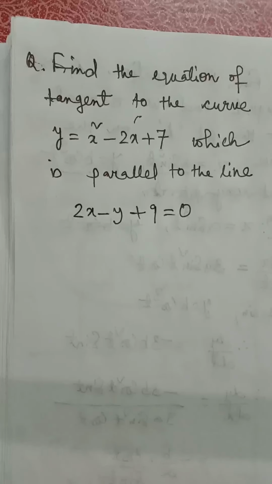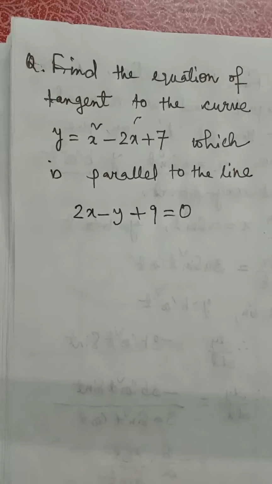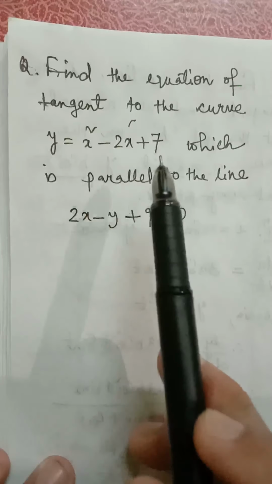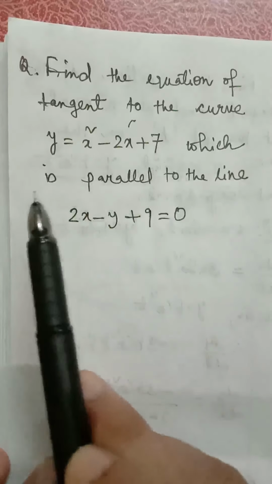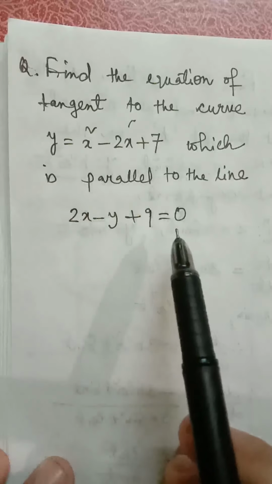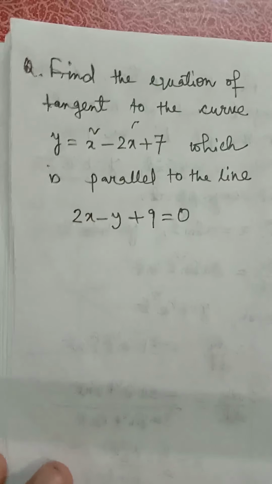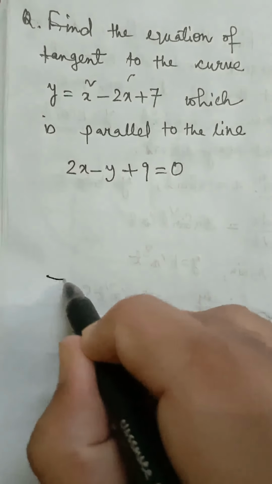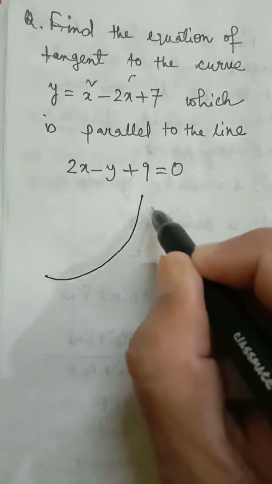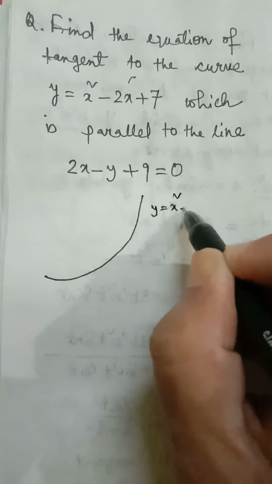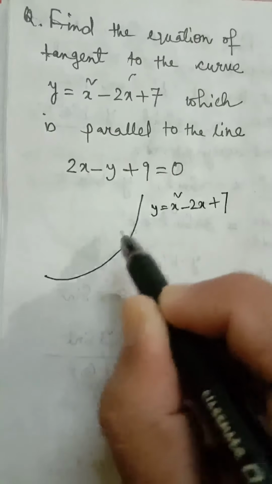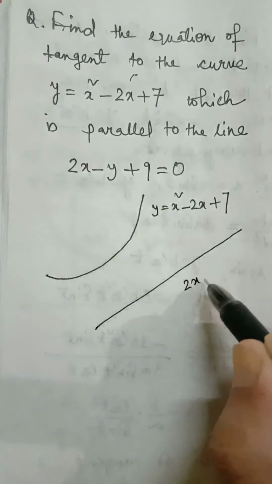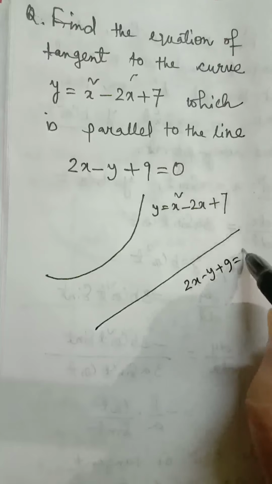Our next question is from the NCERT book. Find the equation of the tangent to the curve y equals x square minus 2x plus 7, which is parallel to the line 2x minus y plus 9 equals 0. Let us draw a rough sketch to explain the question. Suppose this is the given curve y equals x square minus 2x plus 7, and this is the given line 2x minus y plus 9 equals 0.